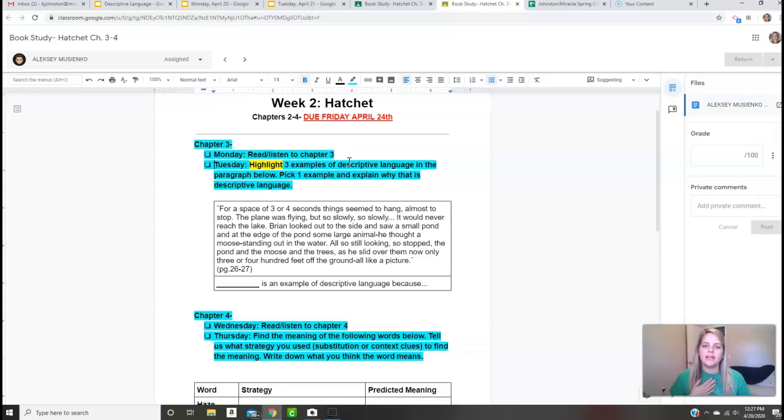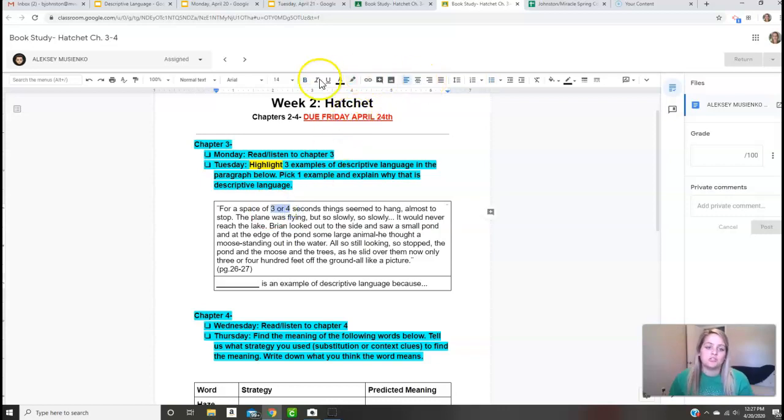Now, in this slide, I said to highlight all of them. If you highlight more than one, or more than 3, that is incredible. But minimum 3 examples of descriptive language in this paragraph below. You're going to pick one example and explain why that is descriptive language. So I'm going to give you an example, but you should still have 3. So for a space of 3 or 4 seconds.